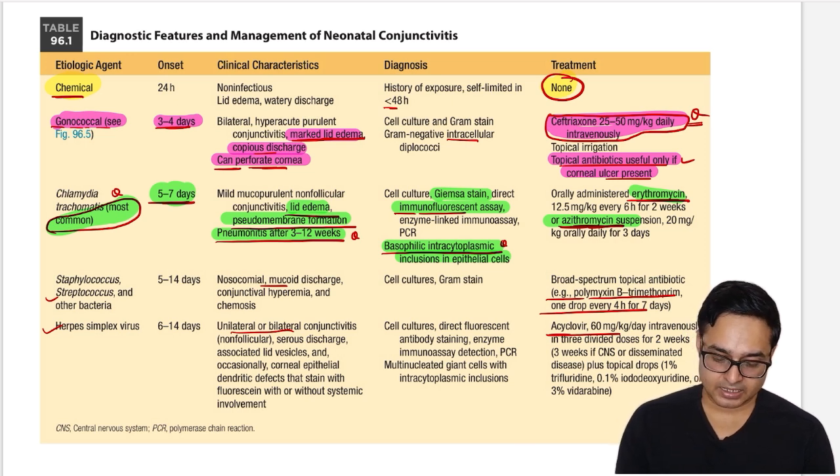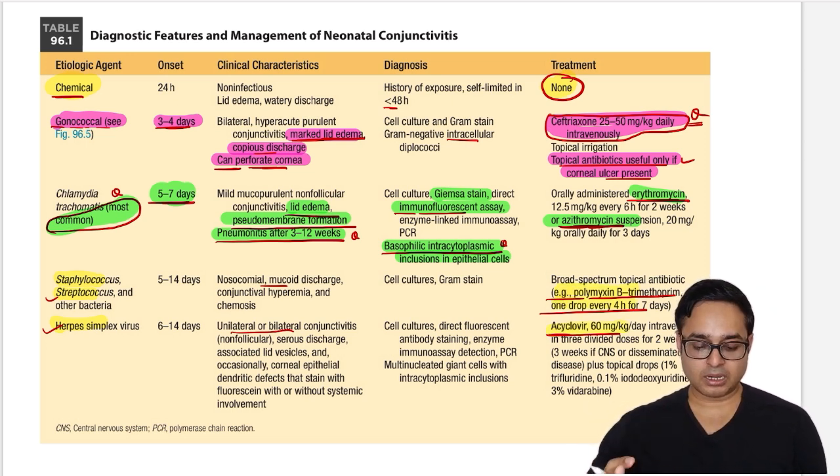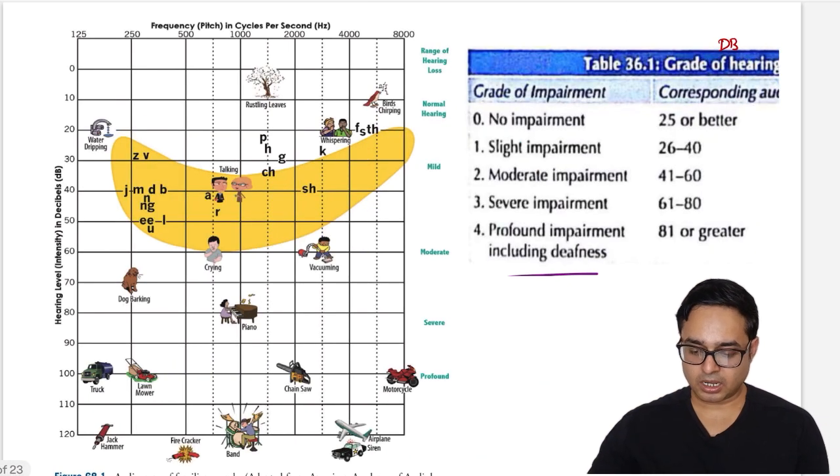Others are like strepto, herpes simplex. These are actually not that common, but you have to remember gonococcal and chlamydia, the clinical features and treatment. Okay, so now we are moving towards the ear.